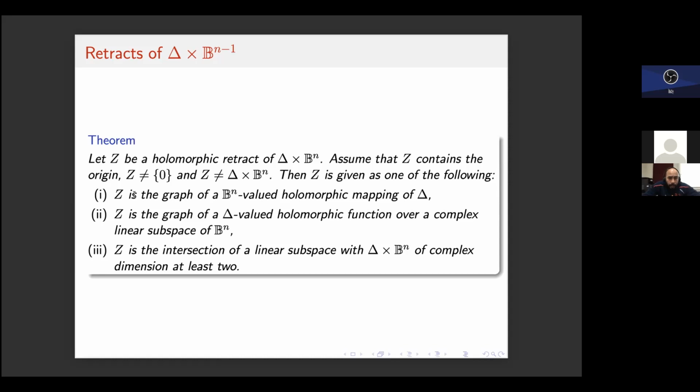And finally, Z is the intersection of a linear subspace with delta cross Bn of complex dimension at least 2. So this is exhaustive. All the cases, these are all retracts, of any of this form. Okay, so I won't have time to go into detail, but I'll briefly say how one attacks this.